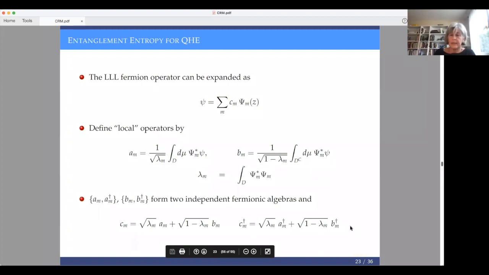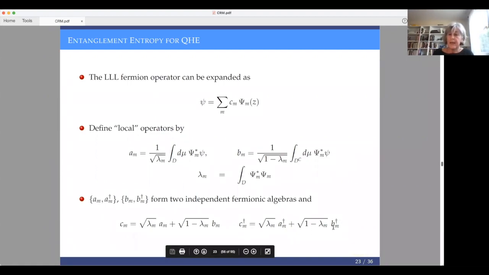So essentially, B dagger generates the part of the wave function that is localized outside the region D, and A dagger is the creation operator that generates the part of the wave function which is localized inside D.